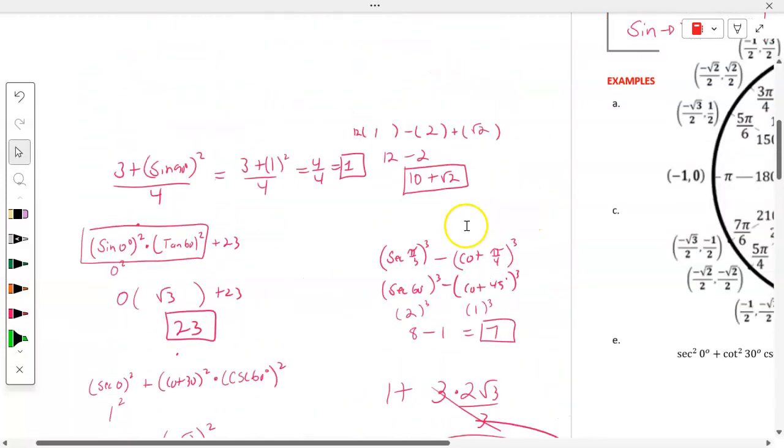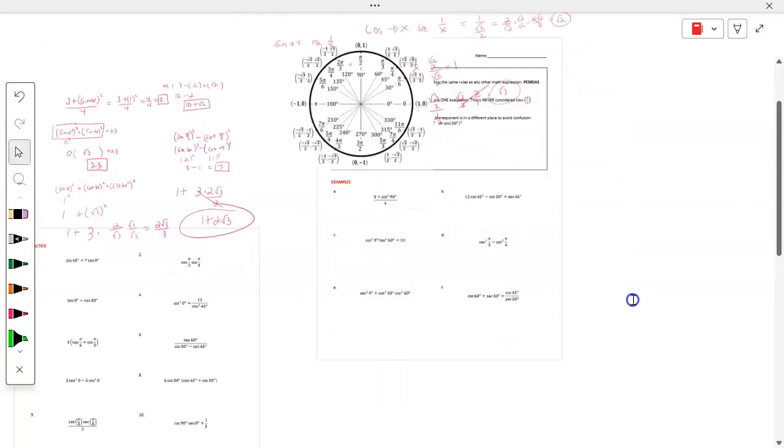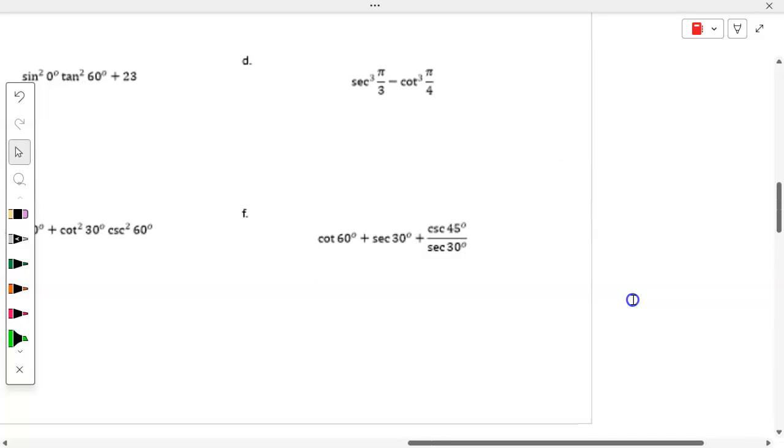Now, I am not sure where I slid. Oh, there it is. Somehow I slid it all the way over. Isn't that strange? So yes, I guess I'll finish this last one off, and we'll call it a day.